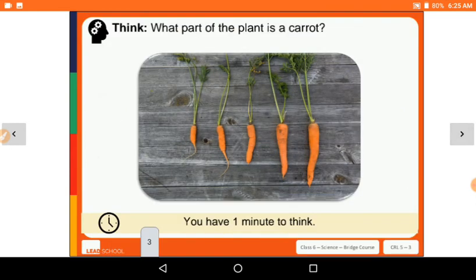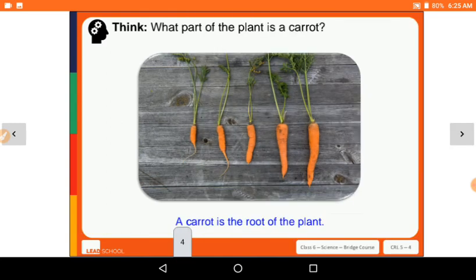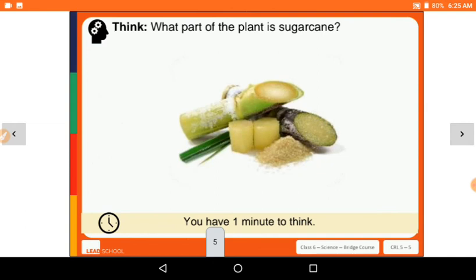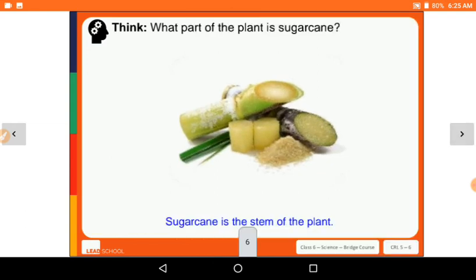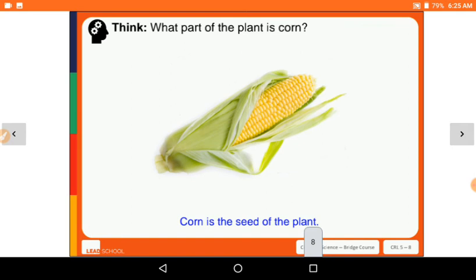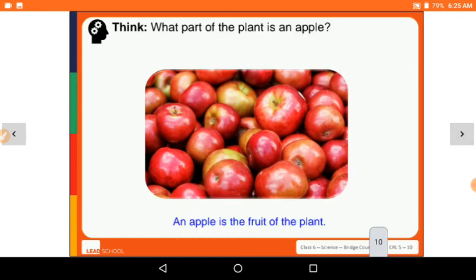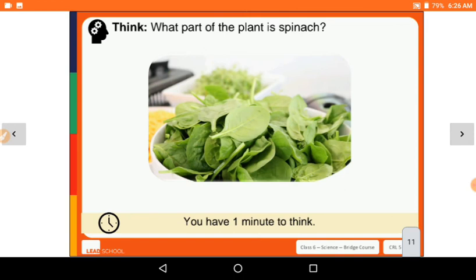What part of the plant is a carrot? A carrot is a root of the plant. So what part of the plant is sugarcane? Sugarcane is the stem part of the plant. Which part of the plant is corn? Corn is a seed of the plant. Which part of the plant is an apple? It is a fruit of a plant.